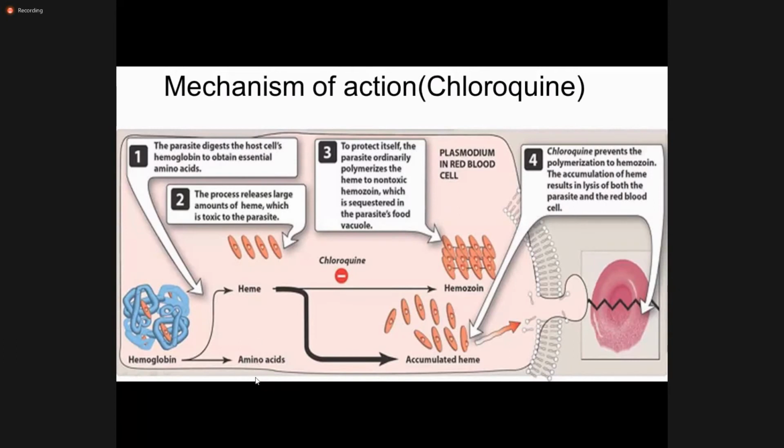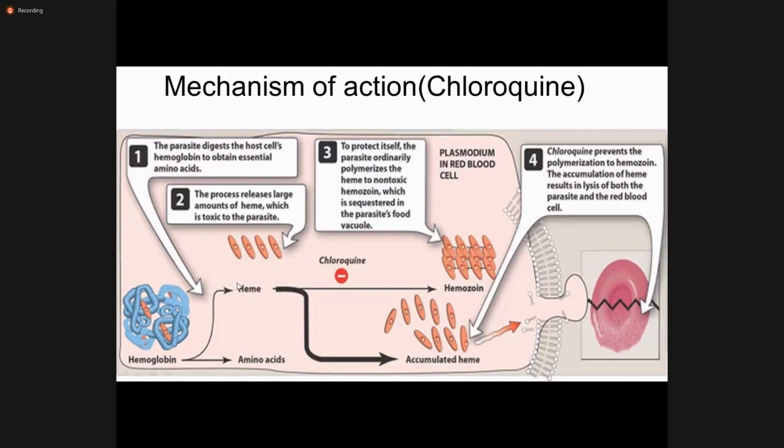When it takes amino acids from this hemoglobin, the heme remains, and this heme is toxic for the parasite. So heme is toxic for the parasite. So what it does, it converts or polymerizes the heme into a form known as hemozoin. So the heme which is toxic to the parasite is converted into a non-toxic form, that is hemozoin, and in this way the parasite remains safe. This step is usually the target for chloroquine. Chloroquine stops this phase.